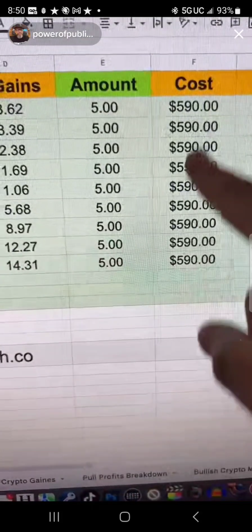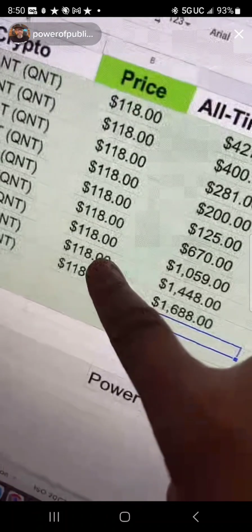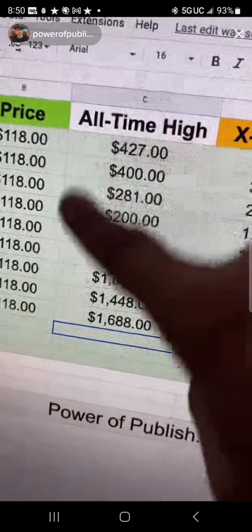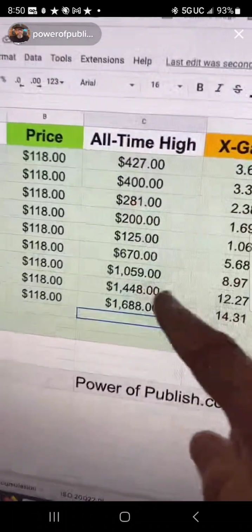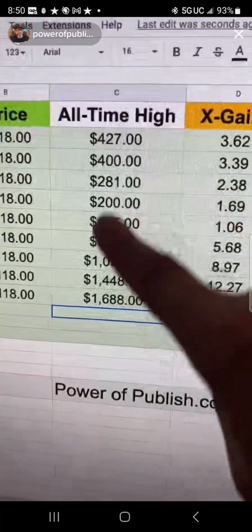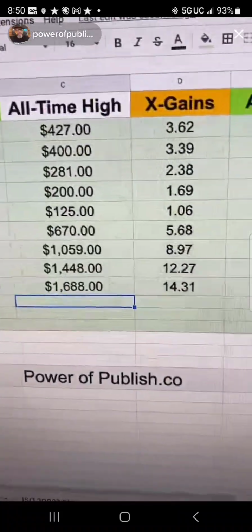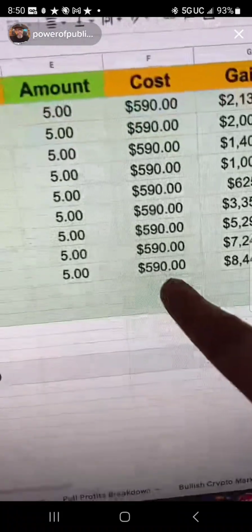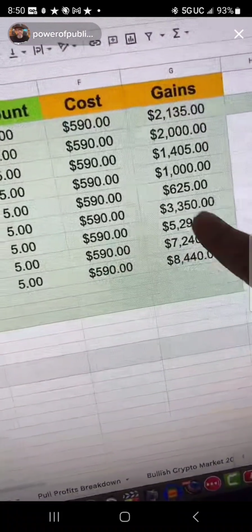If you own 5, you would have paid this amount to acquire 5 at that price. Quant is going to hit one of these numbers. For the people that know what Quant is, they know exactly what's going on. We're going to actually show you the real numbers here in a second. But Quant is going to hit one of these numbers in the Fibonacci. That means your gains will look like this. You would be turning $590 to one of these numbers right here.